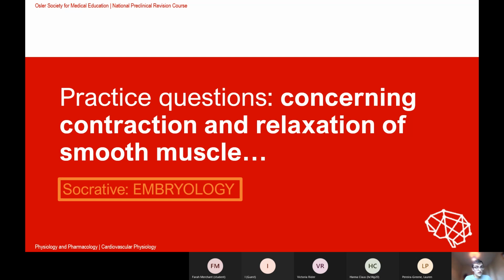If you guys want to have a go at this question. So we've got contraction of vascular smooth muscle is caused primarily by activation of the following receptors on the smooth muscle membrane.